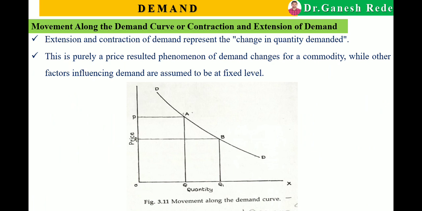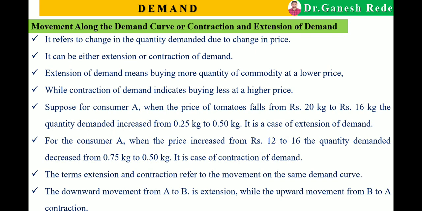That is the movement along the demand curve, meaning movement from point A to point B, and it shows the contraction and extension of demand. Now we will discuss how it shows the extension and contraction of demand. It refers to movement along the demand curve, or contraction and extension of demand.